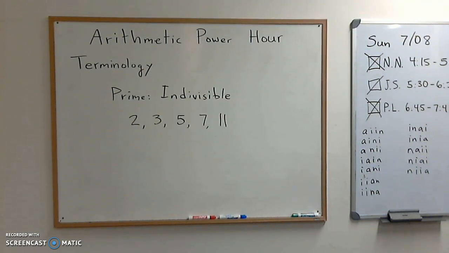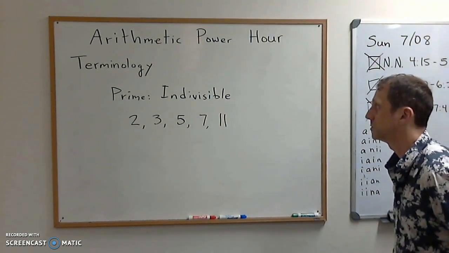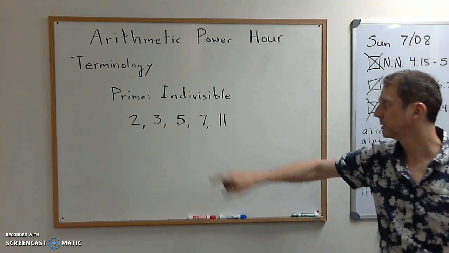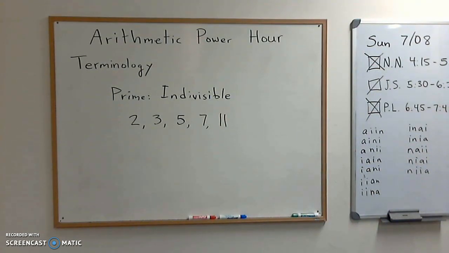A prime number is a number that is indivisible. Examples of prime numbers are 2, 3, 5, 7, and 11. Like, let's take the number 7, for example. You can't divide 7 by any smaller whole number. Nothing goes into 7 evenly. So it's prime. Another way of defining a prime number is that it has exactly 2 factors, 1 and itself. The number 1, by the way, is not considered prime because it only has 1 factor.